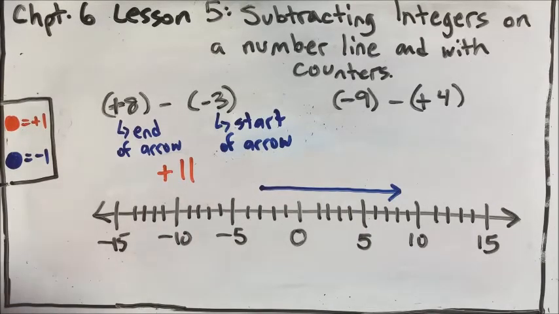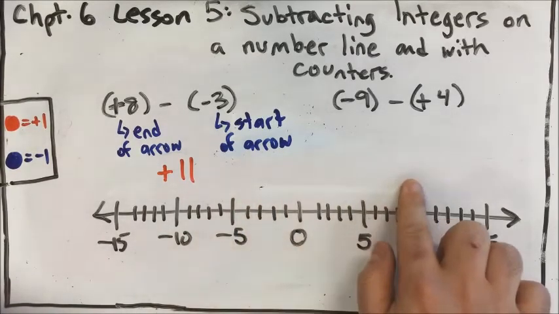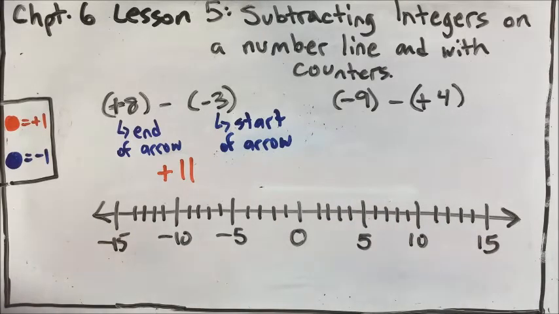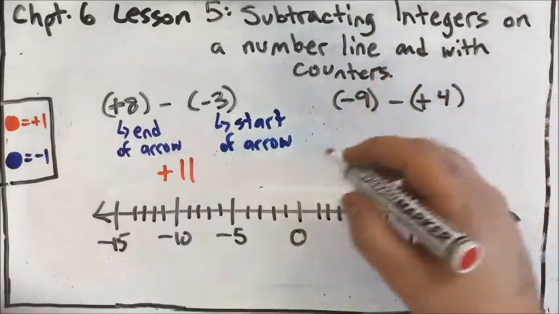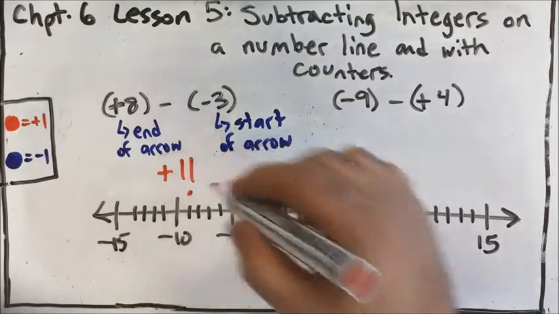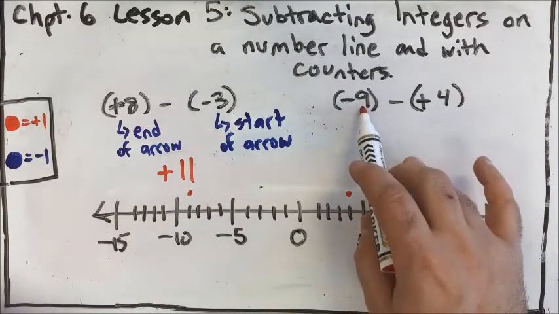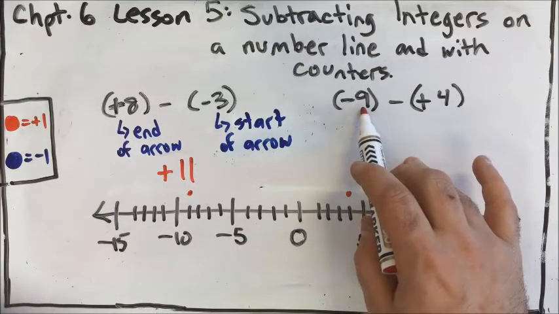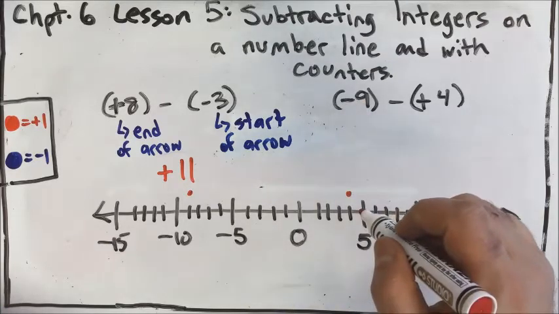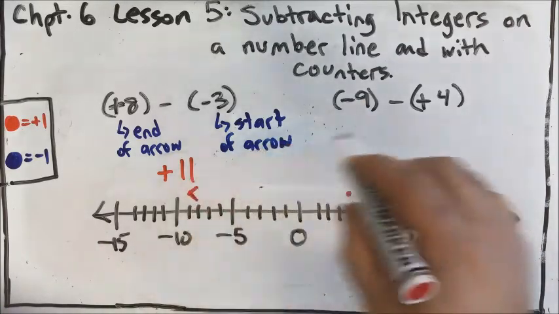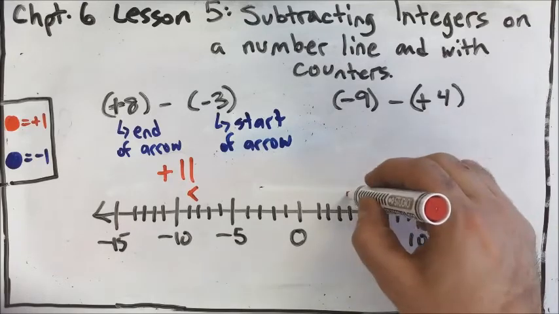In our second example, we have negative 9 subtract positive 4. So same thing, mark our points. Negative 9 is here, positive 4 is here. Our first integer is the end of the arrow, and our second integer is the start of the arrow.